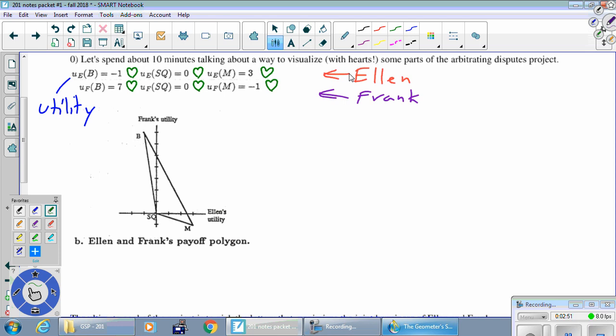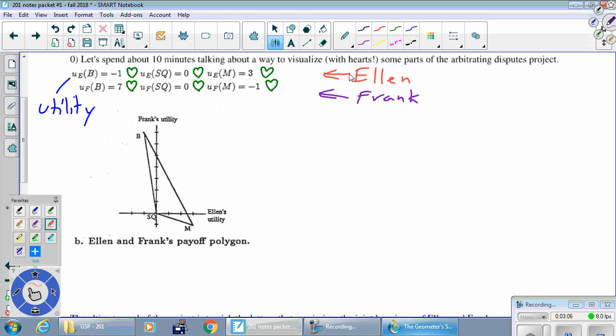And so the problem here is that, as we can see, Ellen really wants to go to the mountains and Frank doesn't, but Frank really wants to go to the beach and Ellen doesn't. And so we're trying to come up with some fair way to decide what to do. Okay, so let's take a look at this picture here.